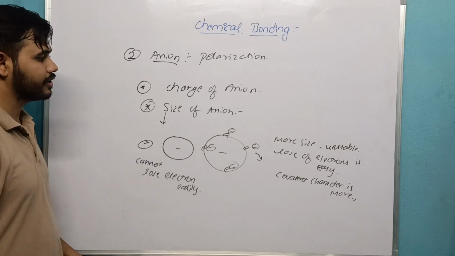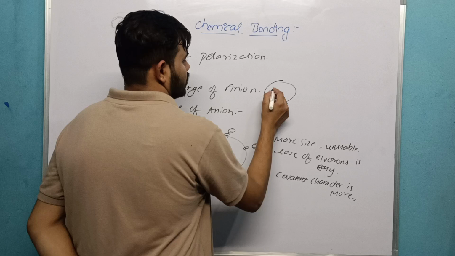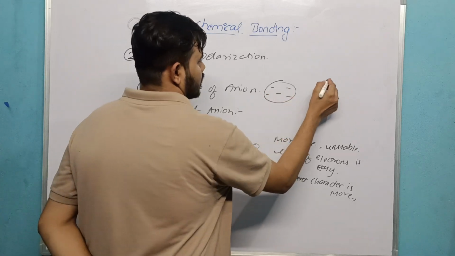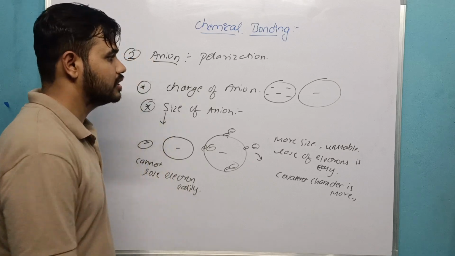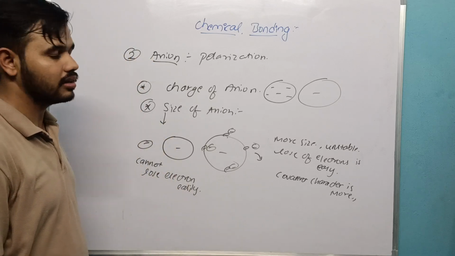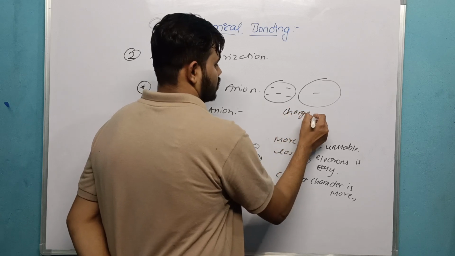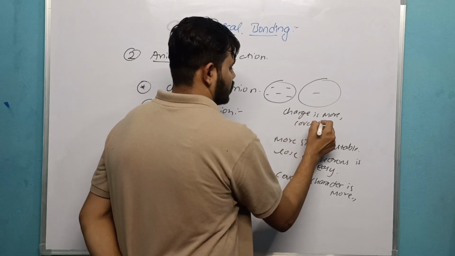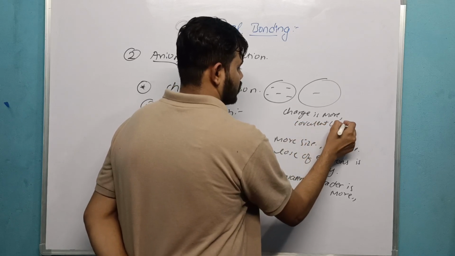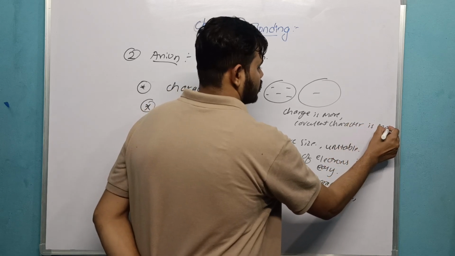Next one, charge of anion. While coming to charge, if the charge of anion is more, it means covalent character will also be more. Charge is more means covalent character is also more.